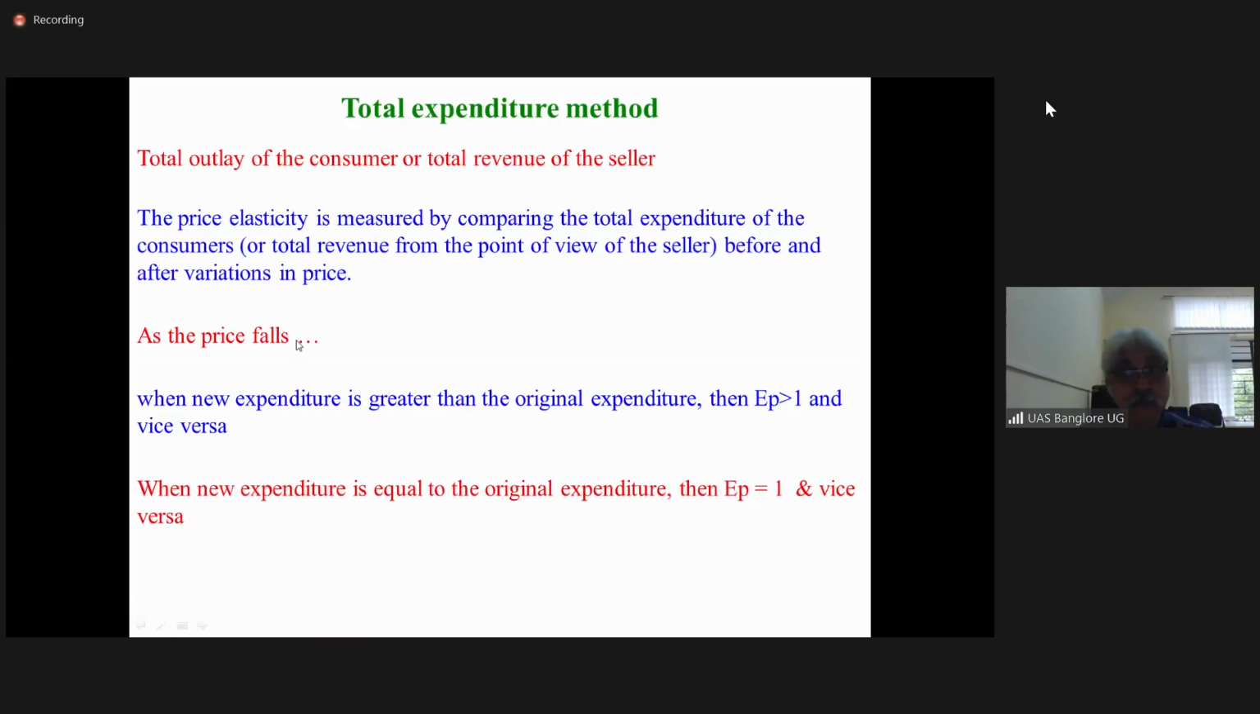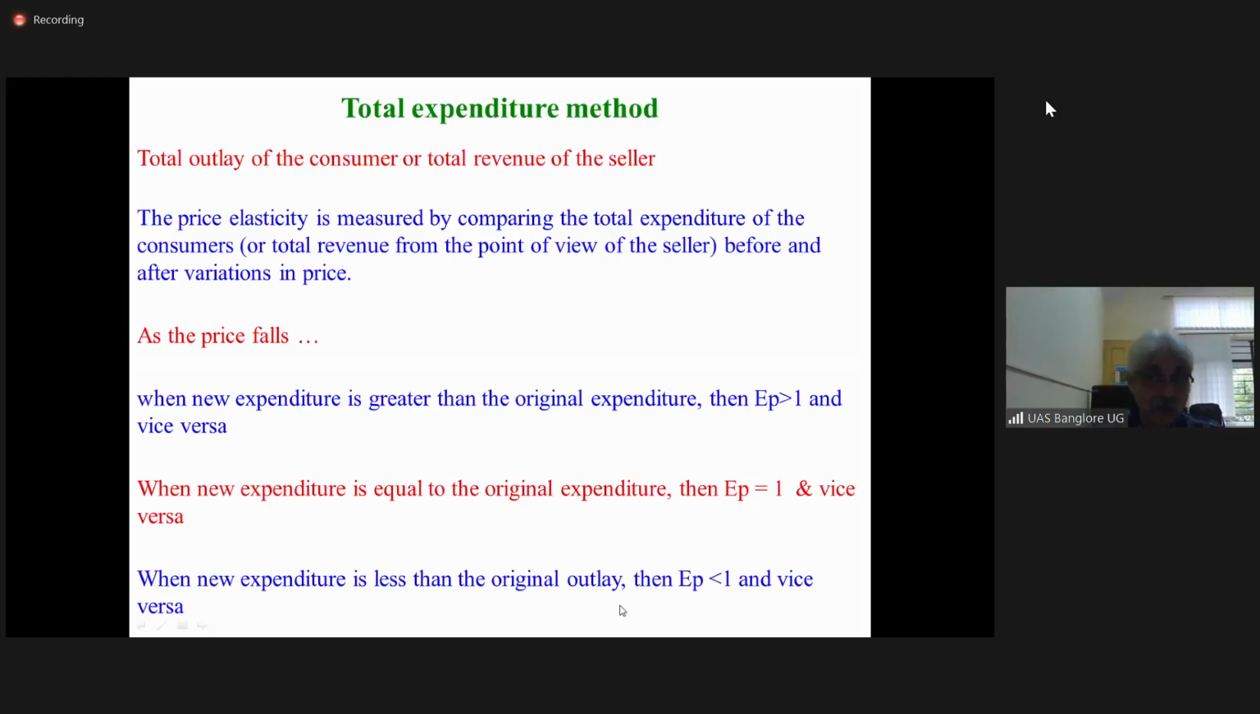And when the price comes down, your new expenditure is equal to the original expenditure, then EP will be equal to 1. And if new expenditure is less than the original outlay, when the price decreases, you spend less now, then EP is less than 1.